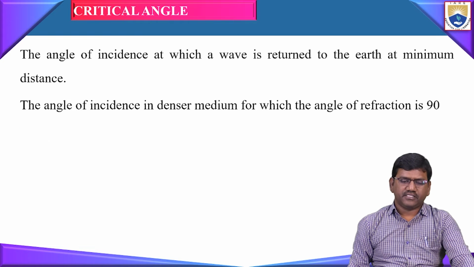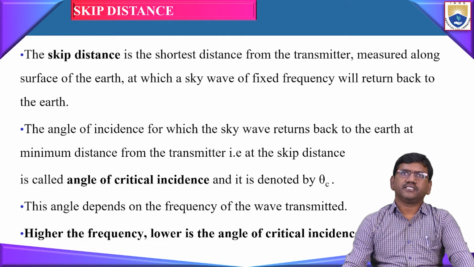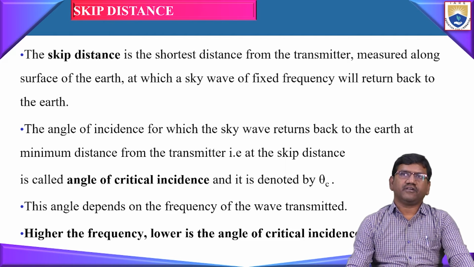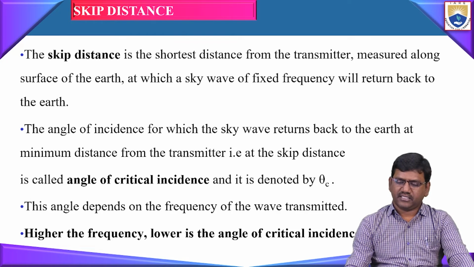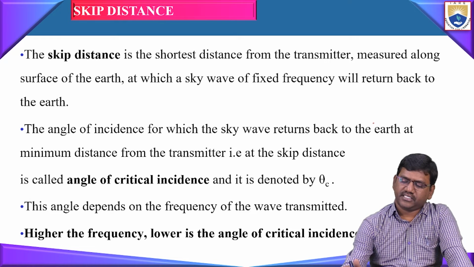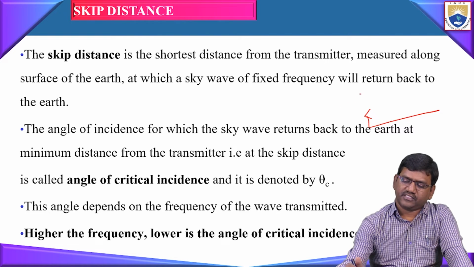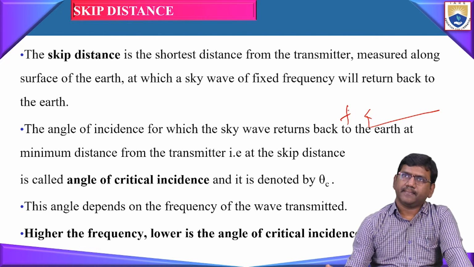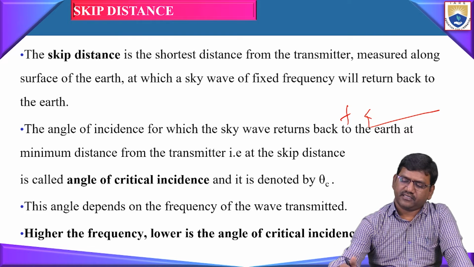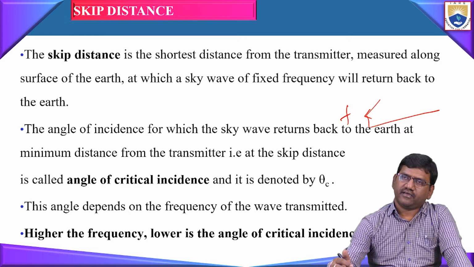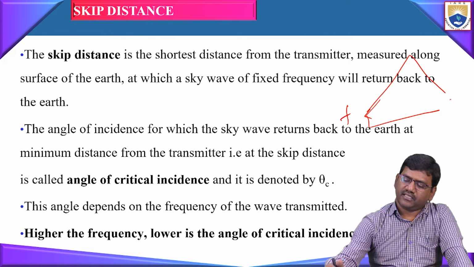Let us find out the skip distance here. The skip distance is nothing but the shortest distance from the transmitting antenna at which a sky wave of fixed frequency will return back to the earth. Whenever we transmit a signal with some angle, the frequency is fixed. The angle of incidence is different here, and from this angle the wave is going to reflect back.